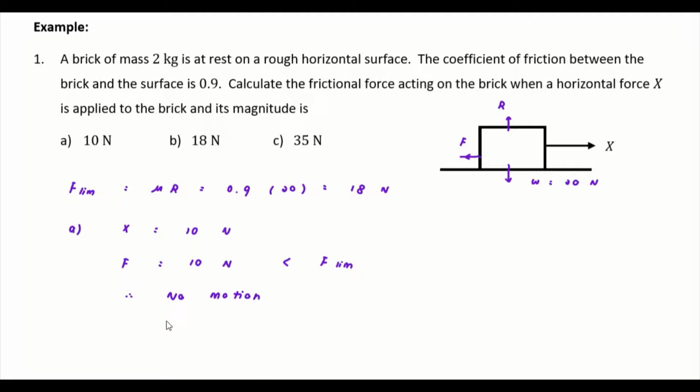After that, when we look at B, the force applied here is 18 Newton. So the friction here will be 18 also. Then the maximum value that it can take is 18.